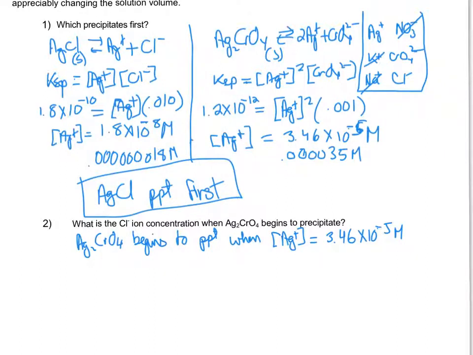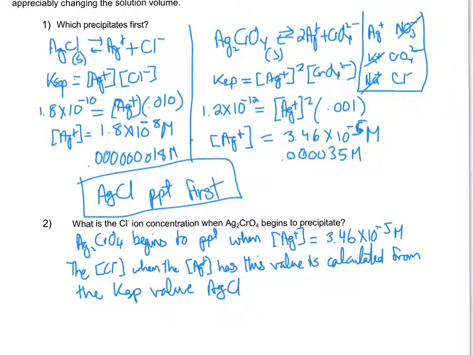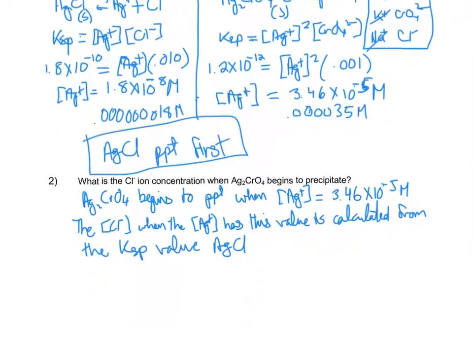So if we want to figure out what the chloride ion concentration would be, well, the expression that we have for the chloride ion concentration is this, and so we can plug in this value for the silver ion concentration into here to figure out what the chloride would be. All right, so I just wrote that down. This says the Cl minus concentration when the Ag plus concentration has reached this value can be calculated from the Ksp for AgCl. So let's actually try to do that.